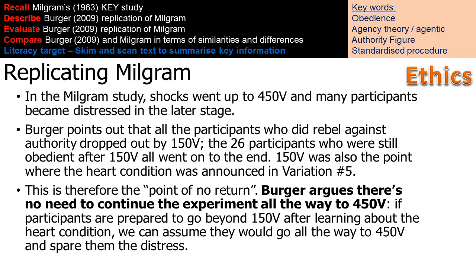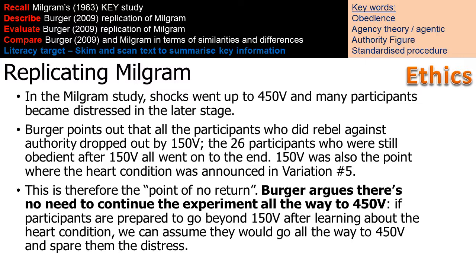Now it's really important to remember here that I'm referring to variation number 5. Now this is not one of the 3 variations of Milgram's experiments that you need to know, but it is important to understand that Berger's study is based on the replication of number 5. Now number 5 is where at 150 volts the learner starts talking about heart condition and saying, I will not continue, please do not make me go any further, I've got a heart condition.